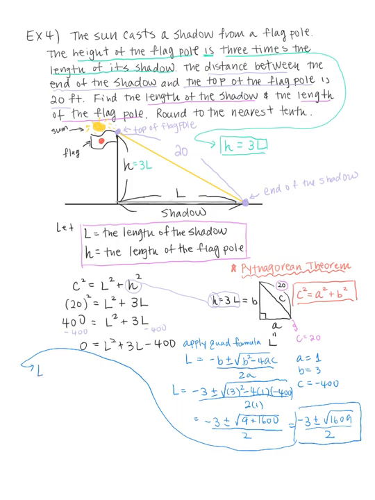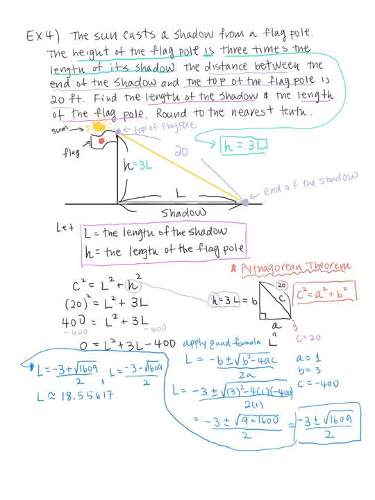So this implies that either L, which is the length of the shadow, is minus 3 plus the square root of 1609, divided by 2, or our L is negative 3 minus the square root of 1609, whole thing divided by 2. Alright, if you type this in the calculator, the first one with the plus in the middle, L is approximately 18.55617. And the second L is going to be approximately negative 21.6.